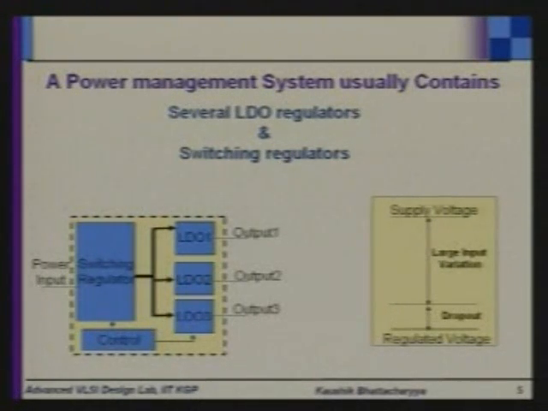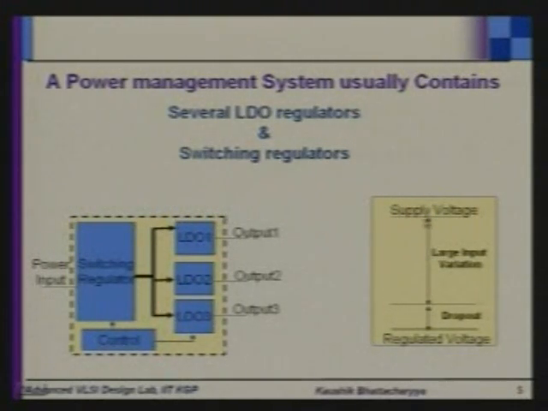Now, a power management system usually contains several LDO regulators and switching regulators. We will show that LDO regulators suffer from poor power efficiency. To manage this problem, we generally use a switching regulator at the front end. That means the power input will be stepped down to a large extent by the switching converter to achieve higher power efficiency. Thereafter, as I have already introduced, a small LDO can provide lower output ripple at the output voltage. That means the LDO can be used as a post regulator.